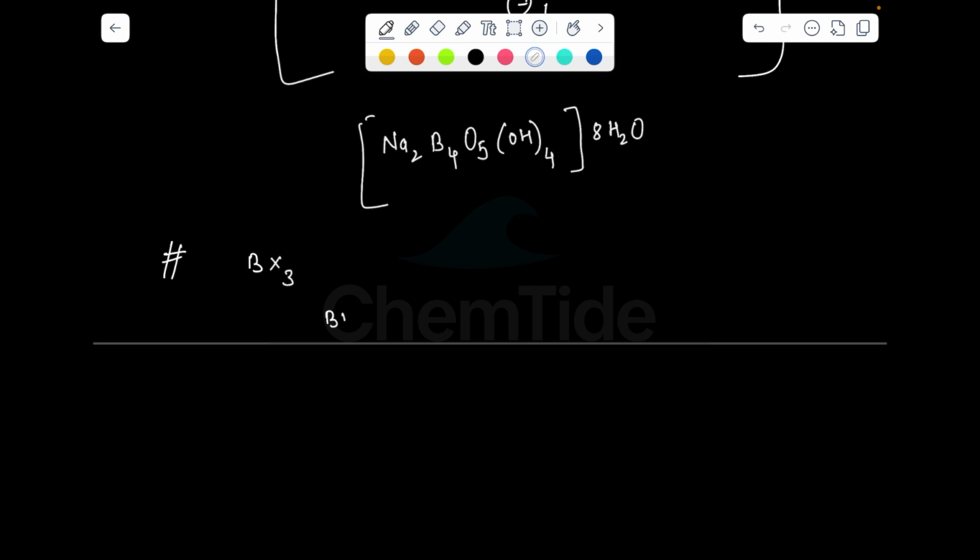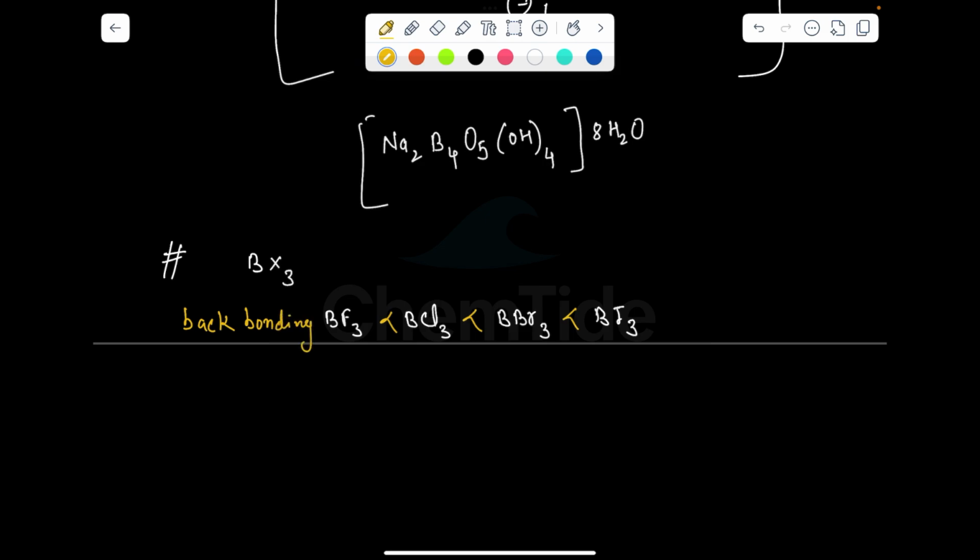Next thing is about the boron halides, BX3. So we have BF3, BCl3, BBr3, and BI3. The question they would ask you: which one is a better Lewis acid? So your answer is BI3 on top, then BBr3, BCl3, and BF3, because of the back bonding. The back bonding is dominating in BF3, so that's why it's a weak Lewis acid. This is the Lewis acid strength.